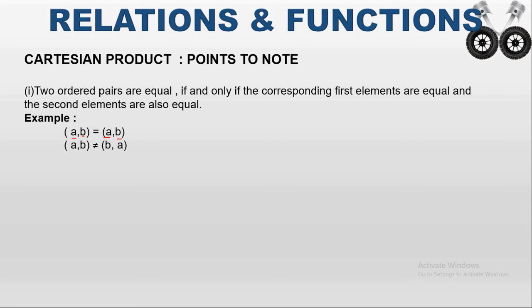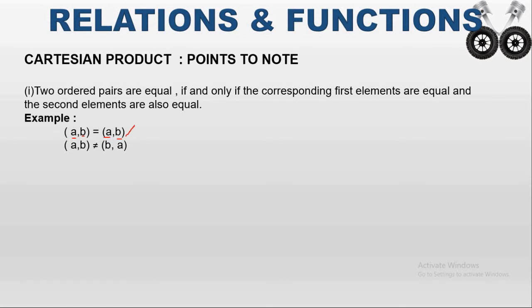The first element in the RHS is also A, so both are equal. The second element in the LHS is B, and the second element in the RHS is B. So (A, B) equals (A, B), so that is equal.